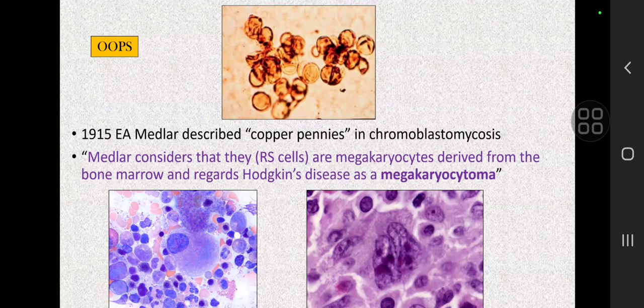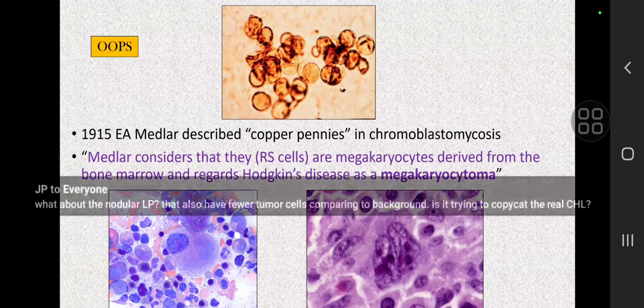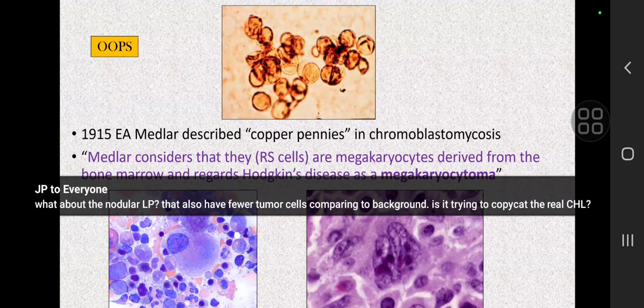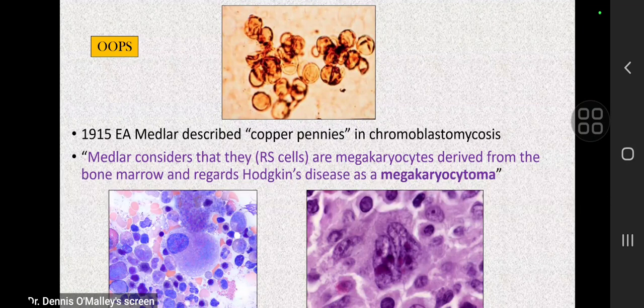Back up one more time. Yeah, poor medlar. Kind of got it wrong, but okay. Sorry. Okay, what about nodular LP that also has few tumor cells compared to the background? Is it trying to copycat the real Hodgkin? I mean, I think it's a theme.